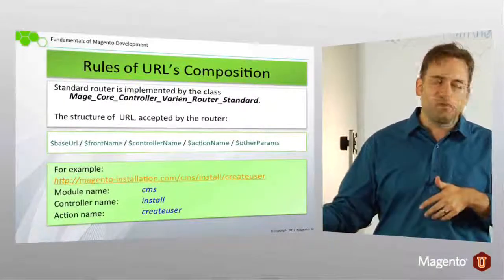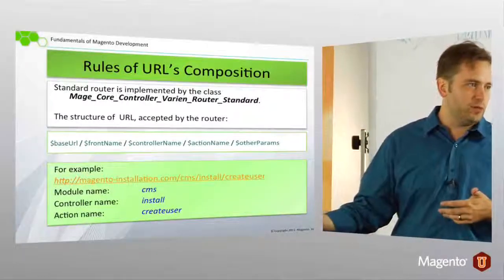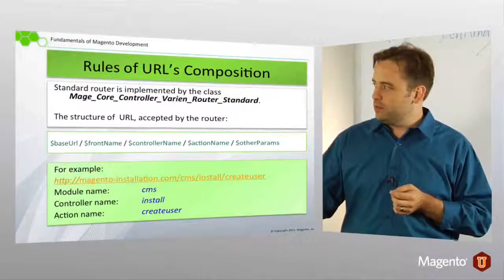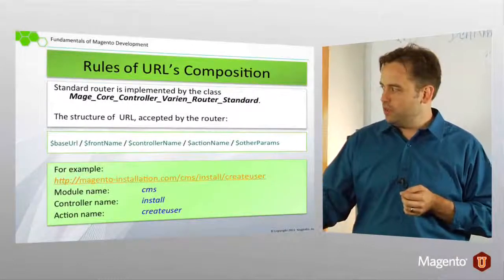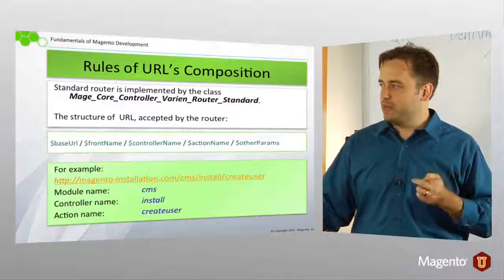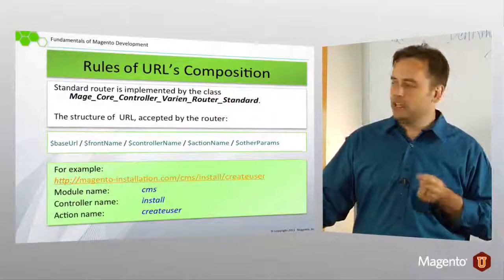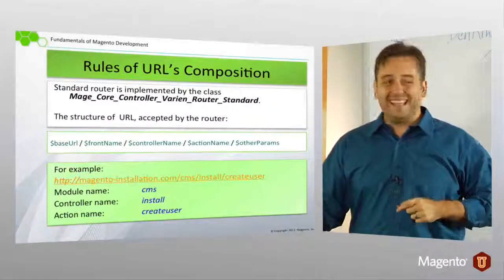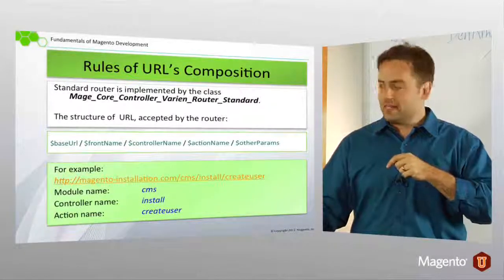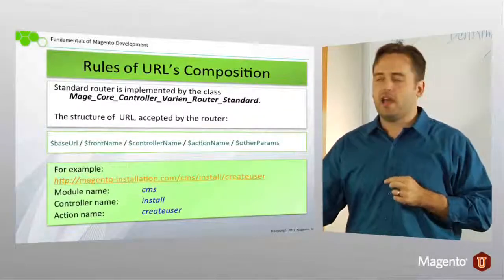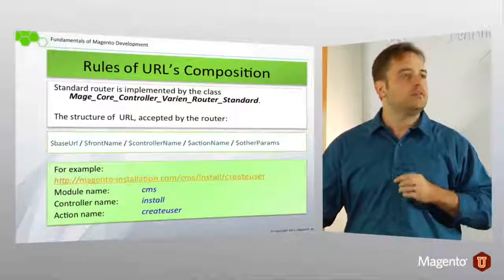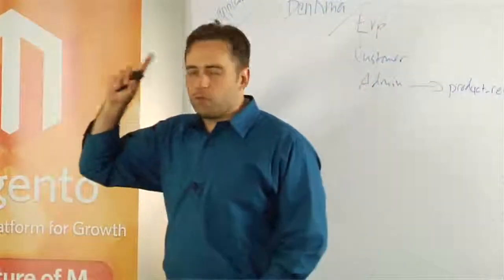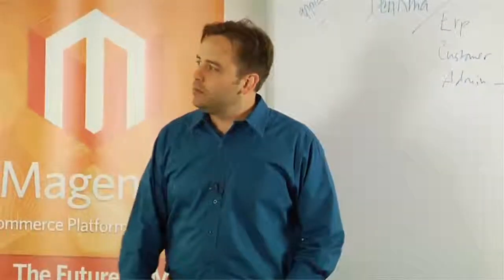What this looks like as an example URL, this URL does not actually exist anywhere in Magento. CMS is the module name, install is the controller name, and create user would be the action name. So in my CMS module, in the controllers folder, I would have an install controller class, and inside install controller I would have a create user action method. We'll be doing this in just a second. But just recognize this pattern.